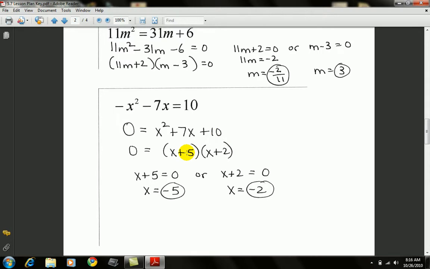So now what we do is we factor, and we use the FOIL method in reverse because this is a trinomial. So we have x plus 5, we have x plus 2. Chin and grin works. 5x and 2x give me the middle term of 7x. When I set each factor equal to 0, my first case gives me the answer negative 5, and my second gives me the answer negative 2.